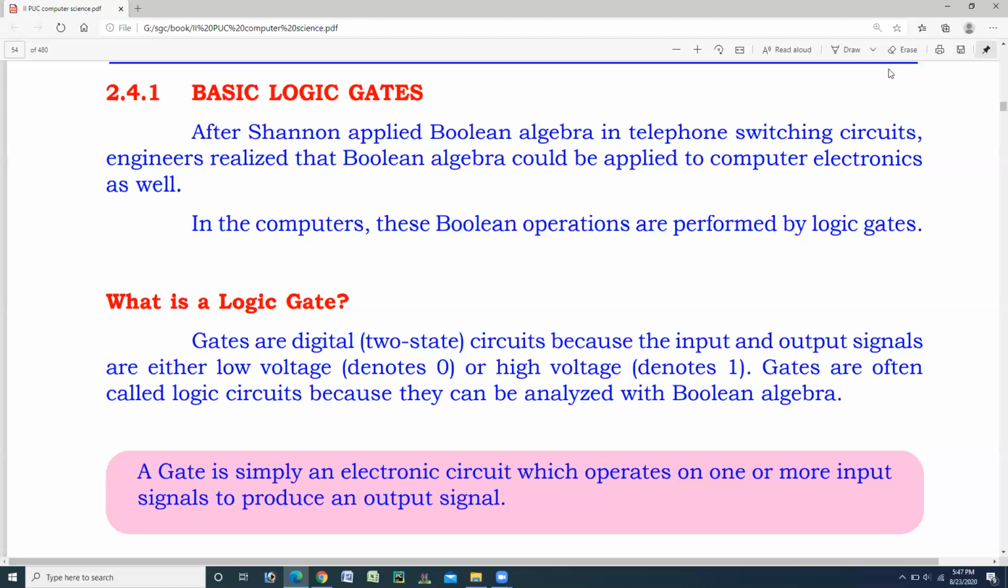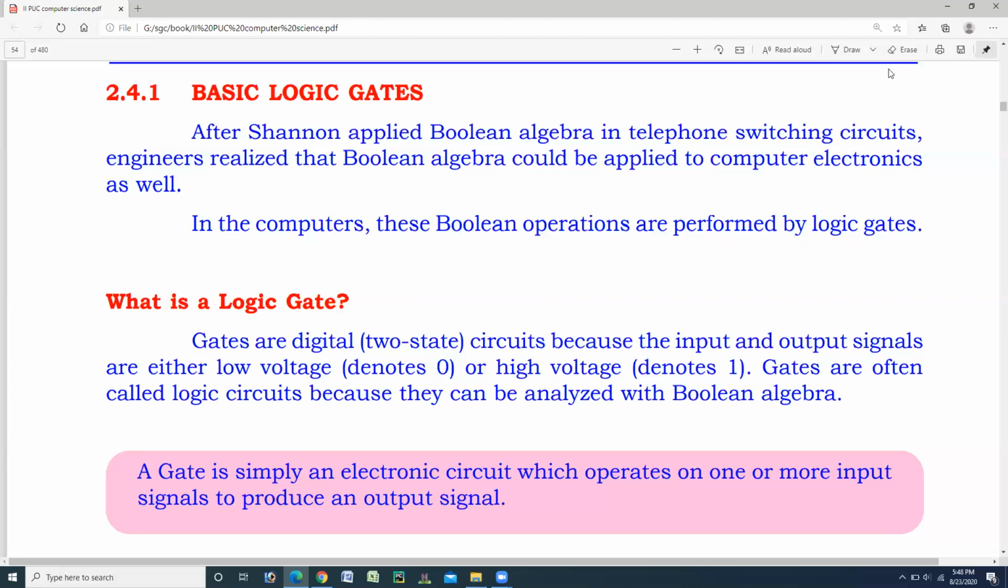Gates are digital circuits because the input and output signals are either low voltage, which is denoted by 0, or high voltage, which is denoted by 1. That's why digital circuits are two-state circuits, either 0 or 1. Gates are often called logic circuits because they can be analyzed with Boolean algebra, right? By knowing these terms, that is low, high, 0, 1, two-state, now we'll define what is a logic gate.